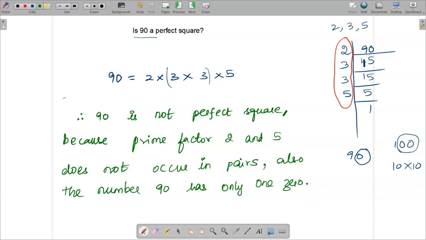So these are all the possibilities why the number 90 is not a perfect square. One is that the numbers 2 and 5 do not occur in pairs. Another is that the number 90 has only one 0. Hence 90 is not a perfect square.